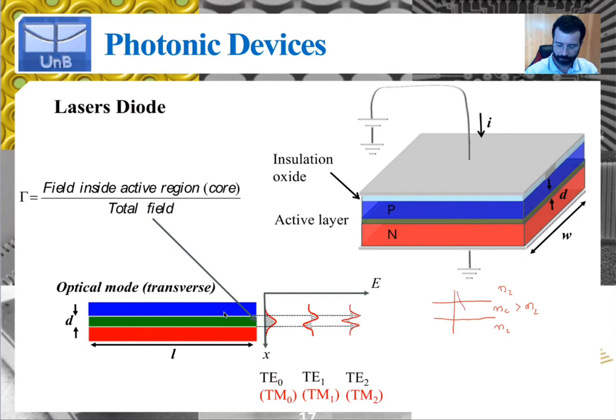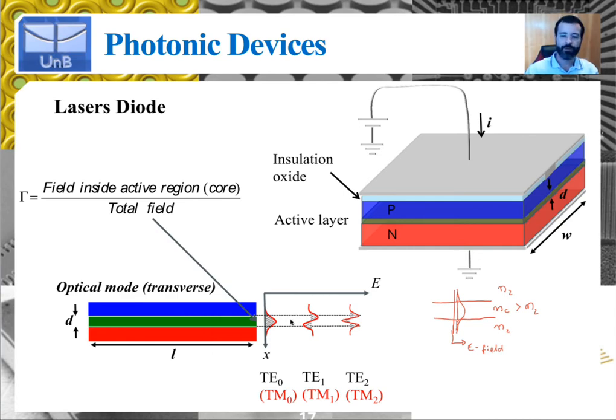So let's say that this is the electric field intensity, the transverse electric field, for example. You see that there's a fraction here which is effectively outside of the core of the waveguide. Now in the case of a laser, the core is also going to be the active layer. So this green region here is the active layer which has gain. Outside of this region, the gain should be non-existent.